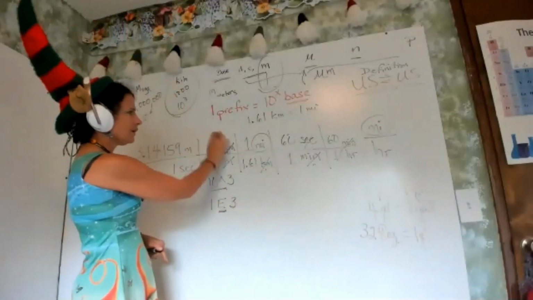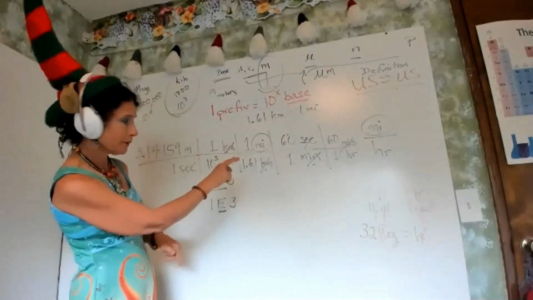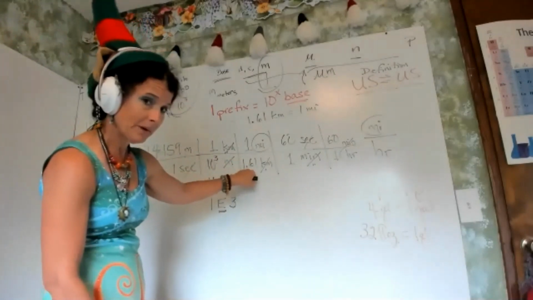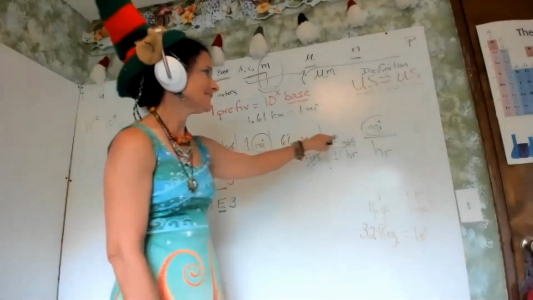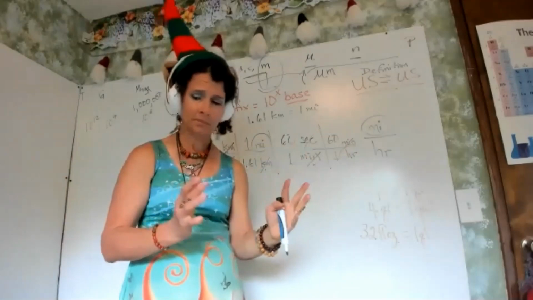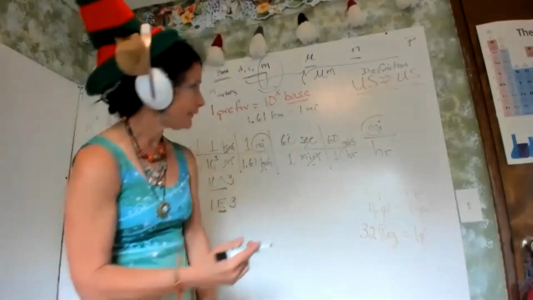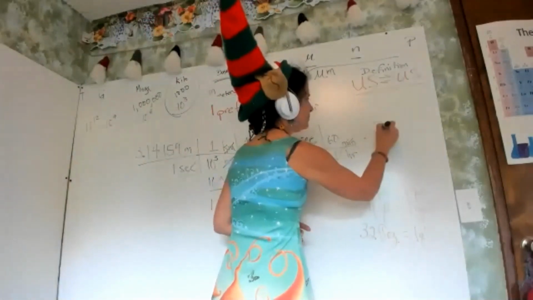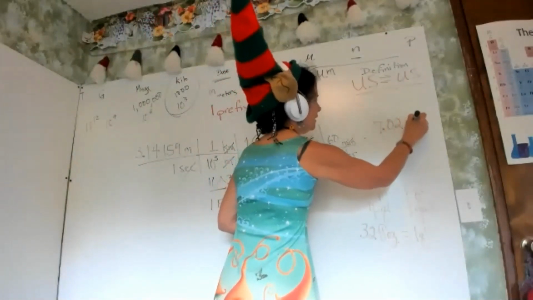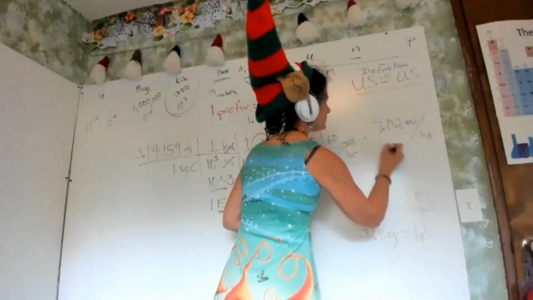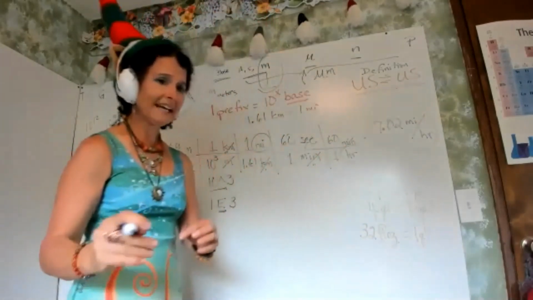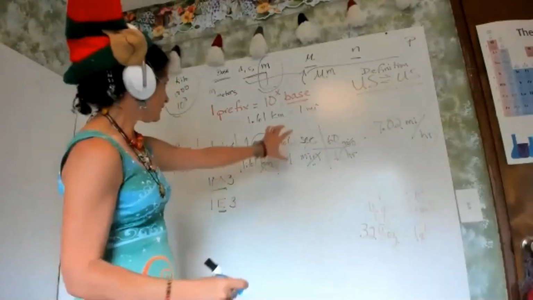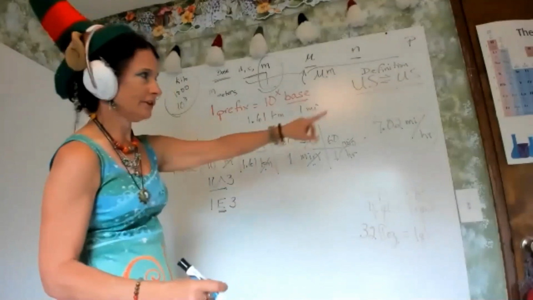I start here, I ignore all the ones. So I start 3.14159. I divide by 10 to the third. I divide again by 1.61. I multiply by 60, I multiply by 60. So I don't use parentheses at all. 3 Sig Figs again. So our answer is 7.02 miles per hour. When you write your answer, you can use the slash. When you're doing the factor label, you don't use slashes.